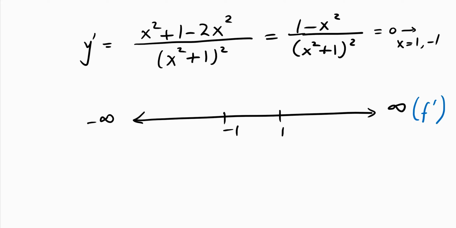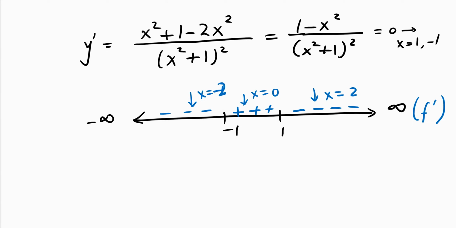So when I pick testing points, I pick a value here, say x equals 2, and I substitute into y prime or f prime, not the original function. If I substitute the 2 in here, I'm going to get 1 minus 4, that's a negative. Notice the denominator is always going to be positive. If you pick something here, say x equals 0, that's going to give us positive. Pick something here, x equals negative 1, that's going to give us negative. Negative 2, that's going to give us negative.